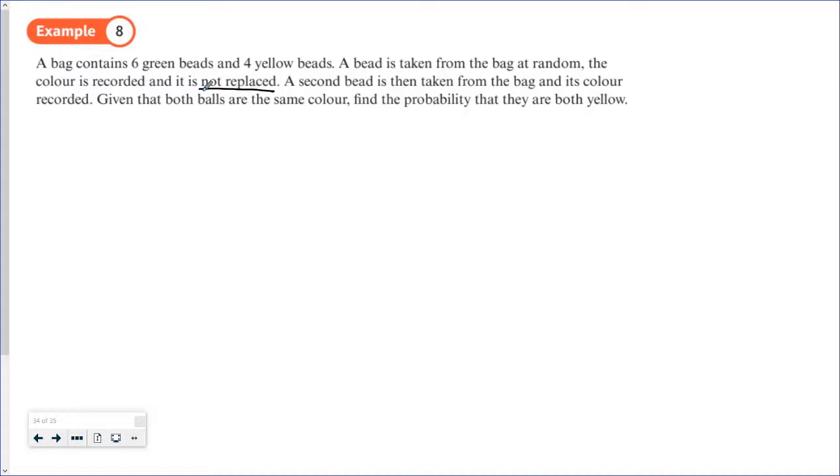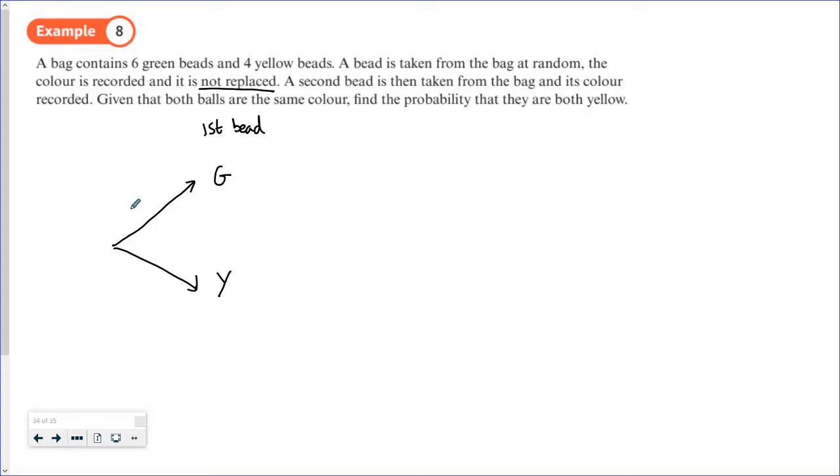Right, so this is quite a complicated situation. And what we try and do when we've got a complicated situation in probability is we try and draw a tree diagram to try and help us think about it. So the first choice that we've got is what colour is the first bead going to be? So our options are the bead could either be green or the bead could be yellow.